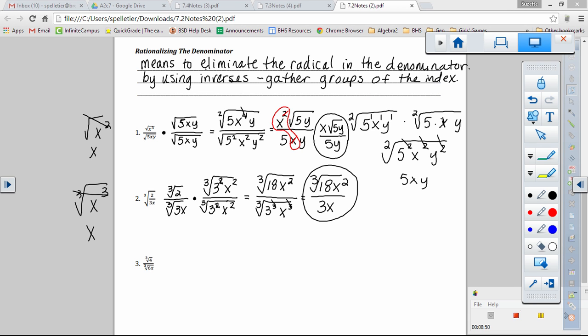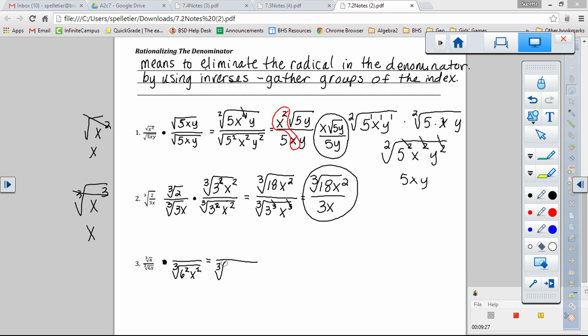Okay, so in question number 2, I was looking for groups of 3 under my third root so that I could remove them. Okay, number 3 is just like it. It's groups of 3. If this was a fourth root, I'd be looking for groups of 4. If it was a fifth root, I'd be trying to get 5 of everything. So let's decide what we have to multiply by. I need a third root of something. I have 1 6. I need 2 more 6's to make a group of 3. I have 1x, so I need 2 more x's to make my group of 3.